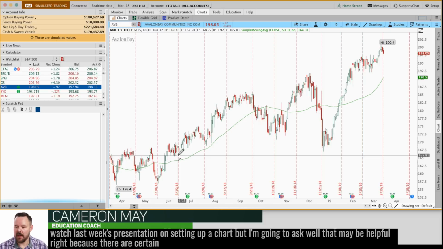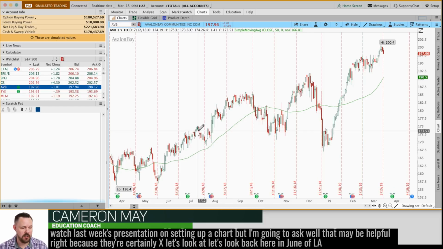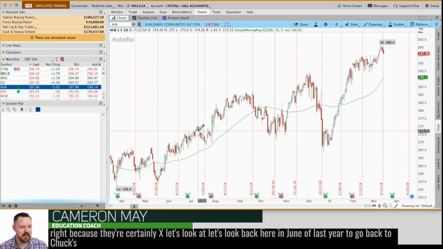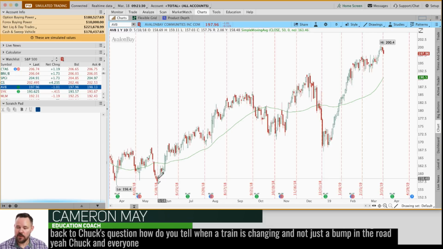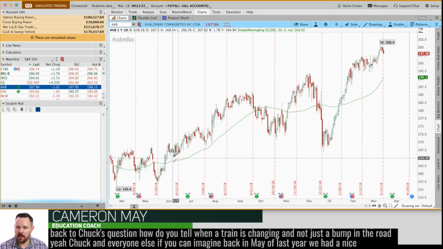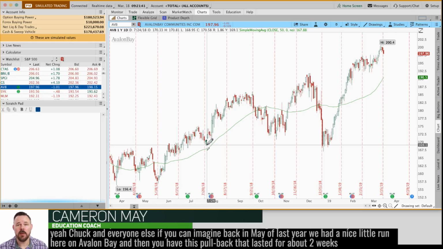Because there are certainly times. Let's look back here in June of last year. To go back to Chuck's question, how do you tell when a trend is changing and not just a bump in the road? Yeah, Chuck and everyone else, if you can imagine, back in May of last year, we had a nice little run here on Avalon Bay. And then you have this pullback that lasted for about two weeks, a week and a half.